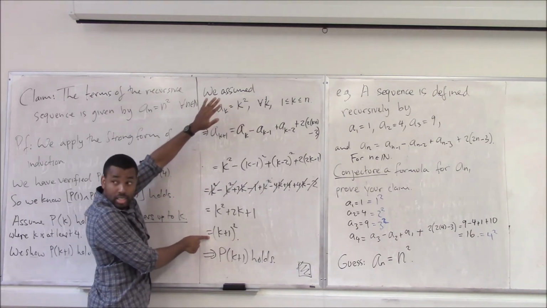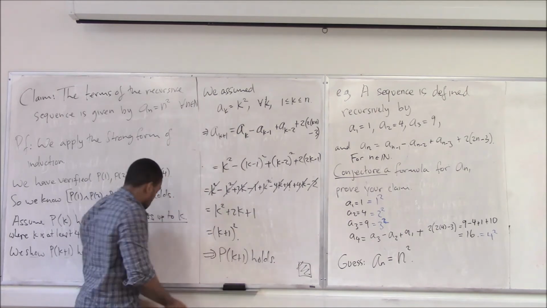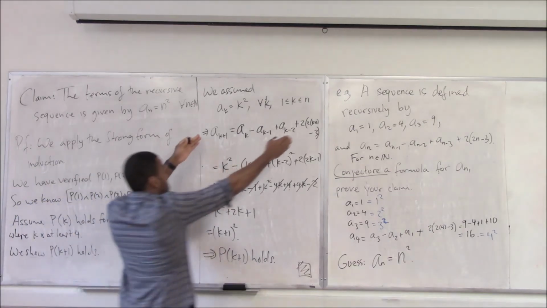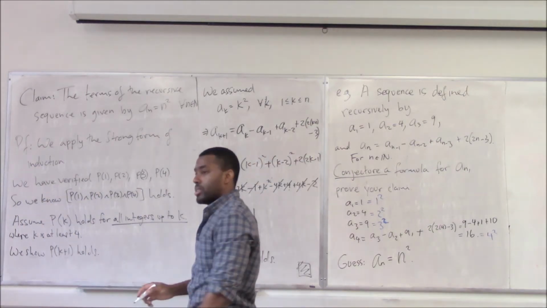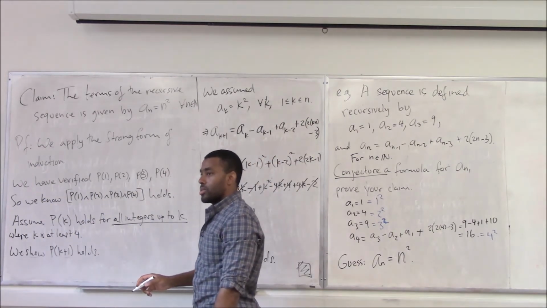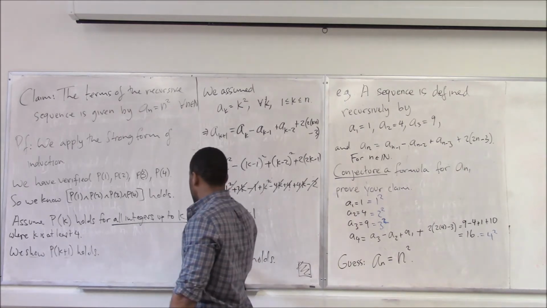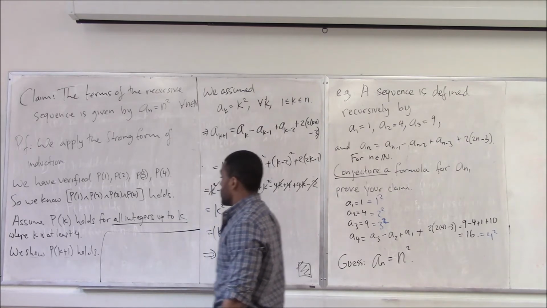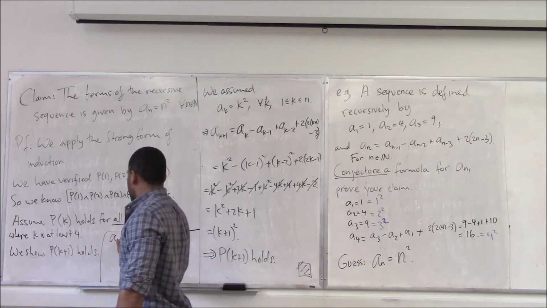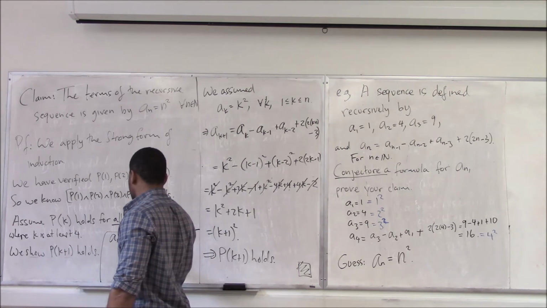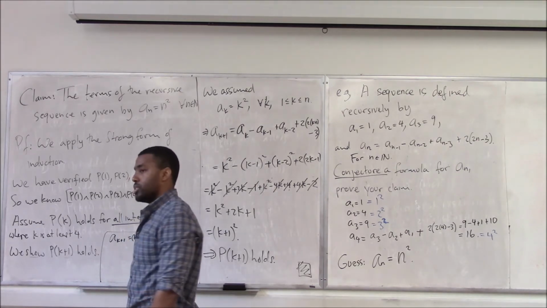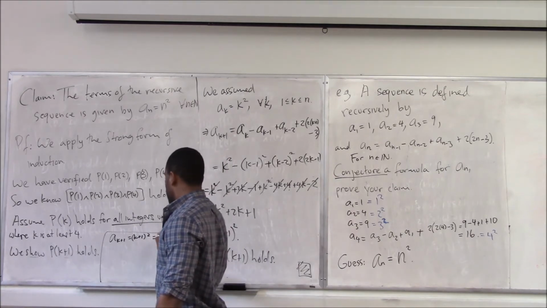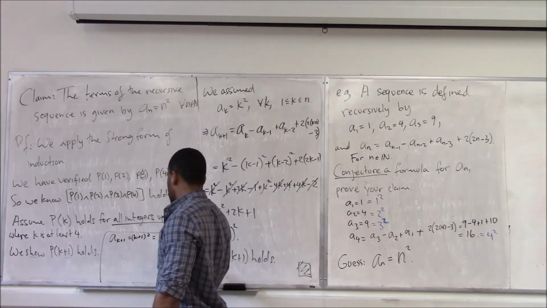No, that's not what I'm saying. I'm not sure I get what your sentence was. At this point, what did you write down? The goal is to show that a k plus 1 equals k plus 1 squared. That's the goal. So what did you write down? Then I said that k plus 1 squared is equivalent to k squared plus 2k plus 1. Sure. So that's the same.